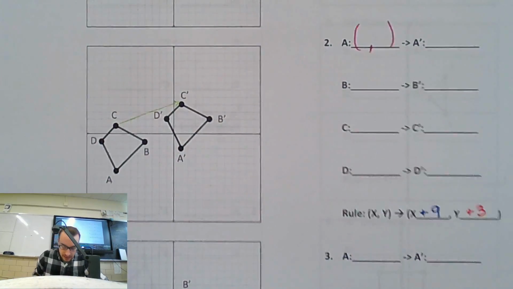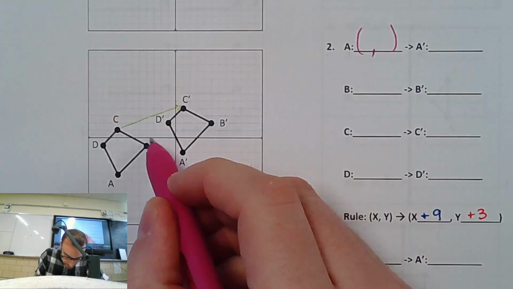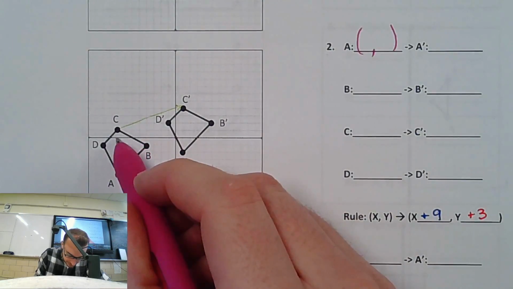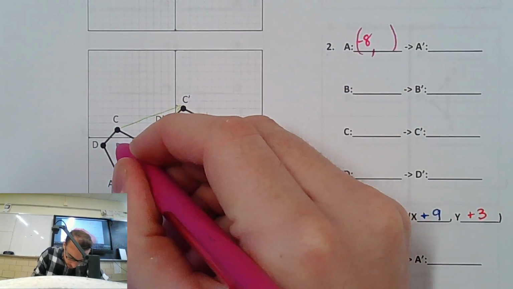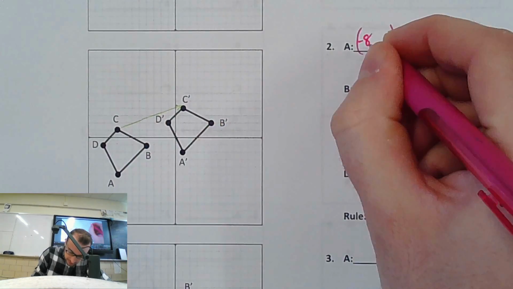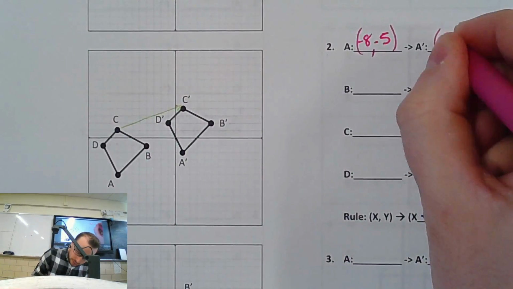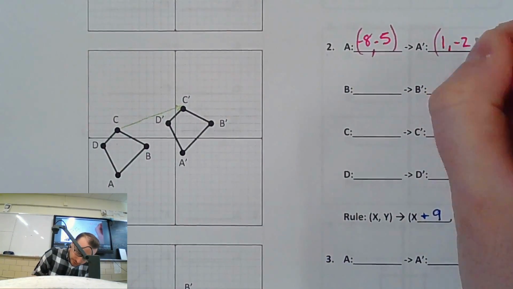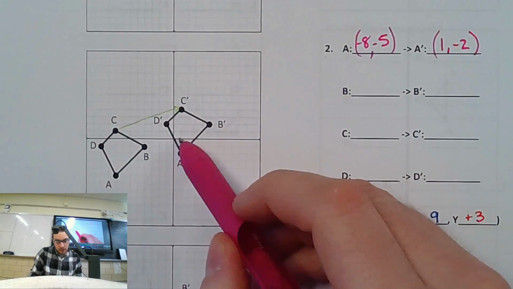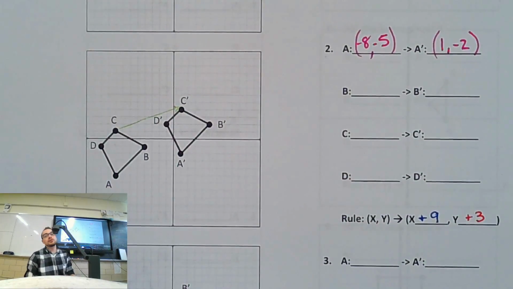A is at negative 8, and down 1, 2, 3, 4, 5. So if we apply our rule, we add 9 to the x and add 3 to the y, we get an A prime coordinate of 1, negative 2. Which if you check, 1 comma negative 2 is where A prime is. Now you do the same for all your points.